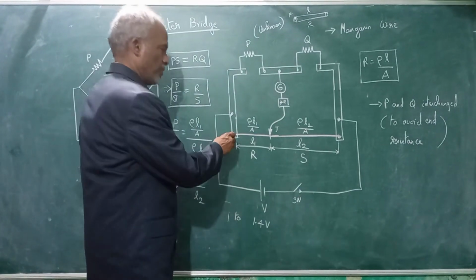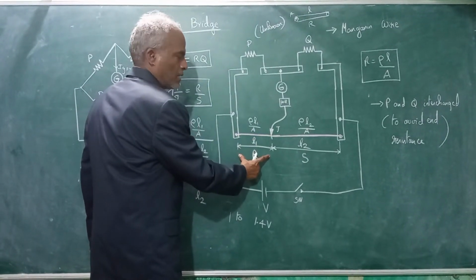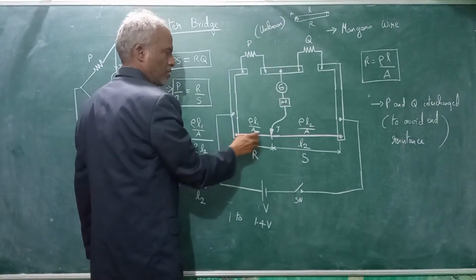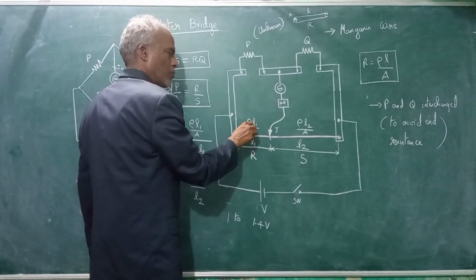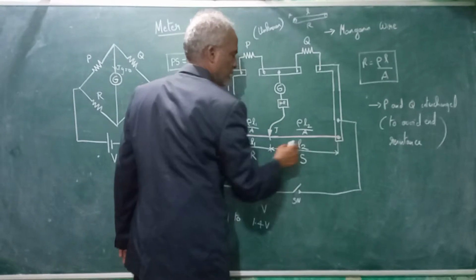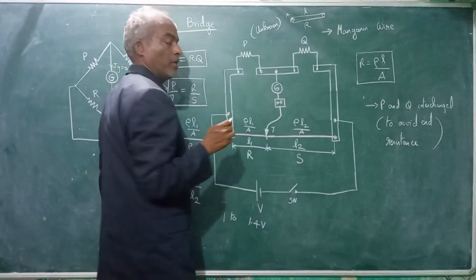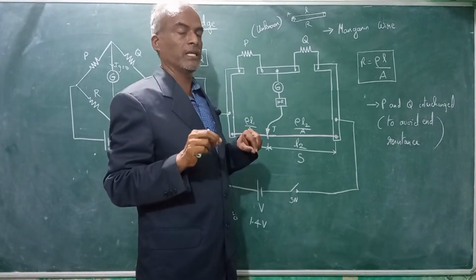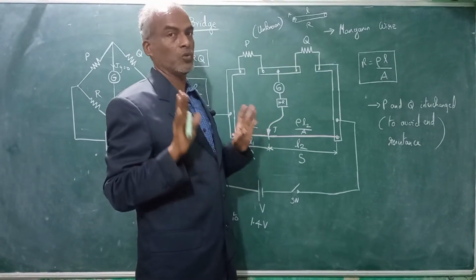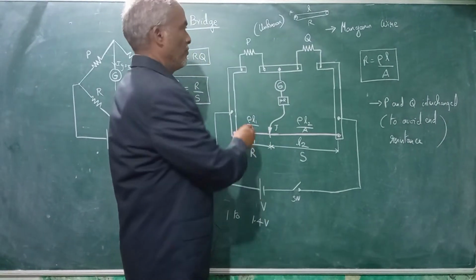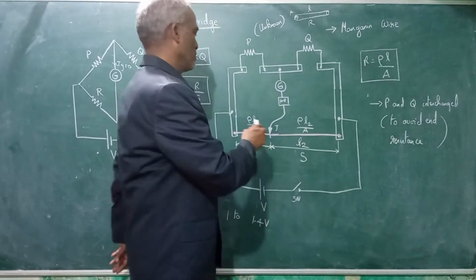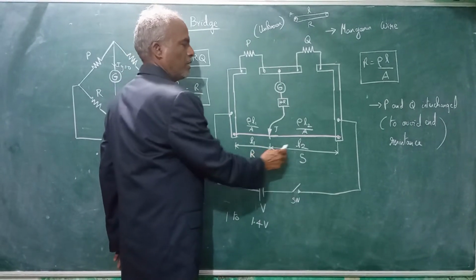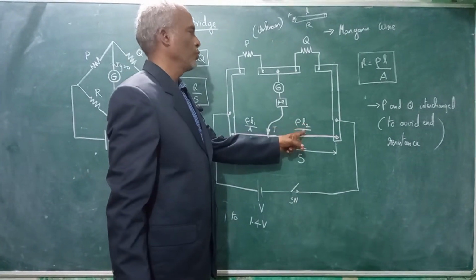That means from here to here, which is R, the resistance is rho L1 by A. We have the formula rho L by A. From here to here, the length is L1. Therefore, rho L1 by A. And from here to here, the length is L2. So, rho L2 by A. Why are this rho and A the same? Because it is the same cross section, therefore the area is the same. The material is the same, therefore the specific resistance rho is also the same. We know the formula R is equal to rho L by A. So if you substitute the values, you will get the value for R as rho L1 by A and the value for S as rho L2 by A.